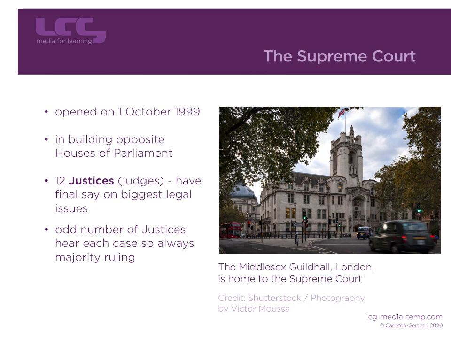The Supreme Court has 12 justices. That's what the judges at the Supreme Court are called. And they have the final say on the biggest legal issues in the country. The first 12 were the law lords from the House of Lords. These judges are the ultimate checks and balances on UK law and constitution.